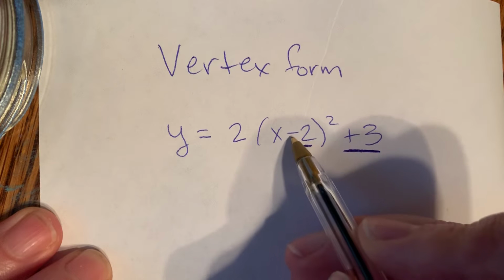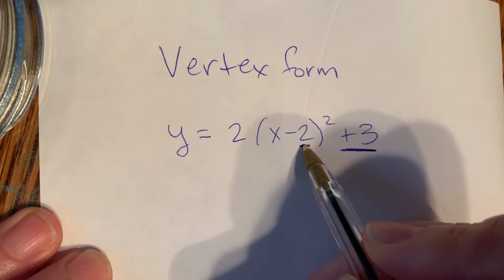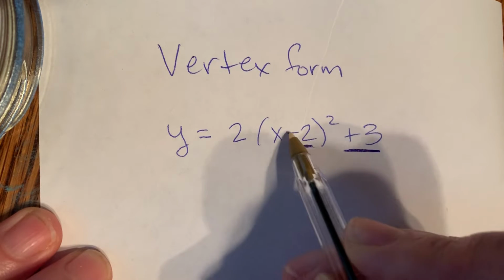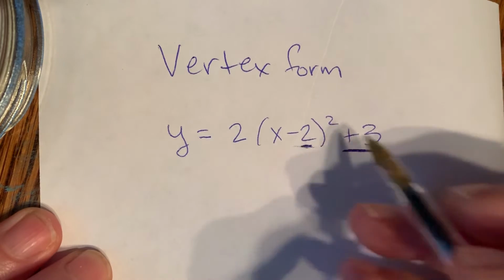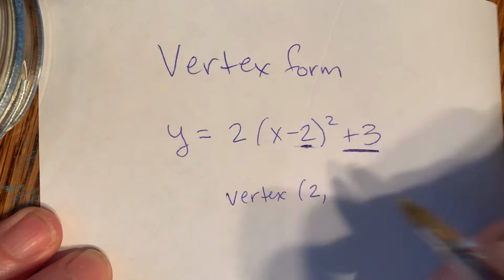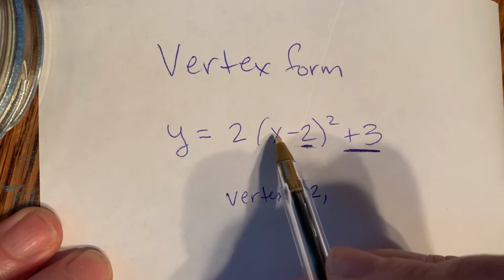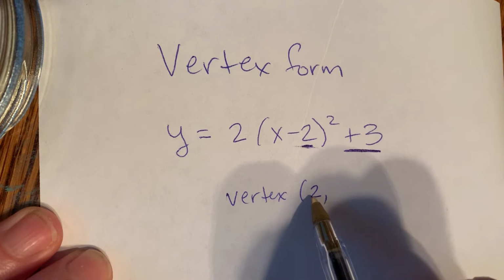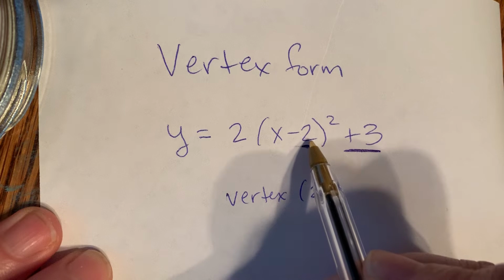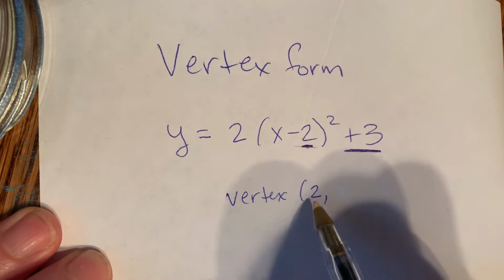Notice I did not underline the sign with the 2. This number is always opposite of the signed value. So if this says x minus 2, I know that the vertex has an x coordinate of positive 2. So it's opposite. If this were to say x plus 2, then my vertex would be a negative 2. It's always opposite. Remember, when you're forcing something with the x, it's a negative experience. So you take the opposite value.